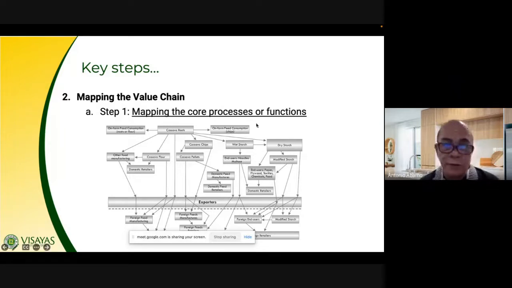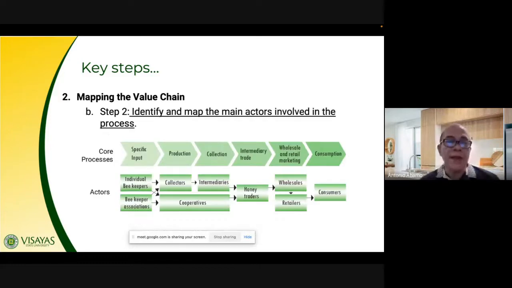So we have to trace from the cassava roots, from the input, and then it becomes pellets, and then to the export, and then it penetrates to the foreign markets. This is one configuration of a particular industry value chain. Okay, another is in value chain mapping, you have also to identify and map the main actors involved. It does not only involve mapping the core processes, but we also involve mapping the main actors. Who are the main actors?